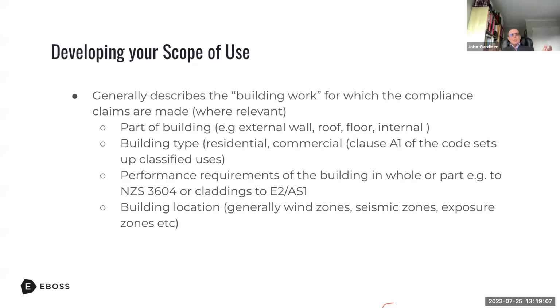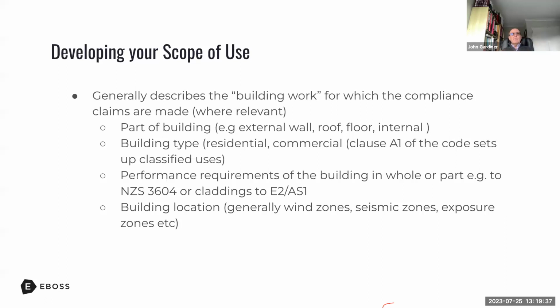So developing your scope of use, some of the things which can be quite critical, again depending upon the type of product you've got. The part of building where you're proposing it to be used: external wall, roof, floor and internal walls. That may sound a bit obvious, but it's sometimes a little unclear if you look at the compliance information for a product about this cladding. Is it only for the wall, or can it be used for roof as well?